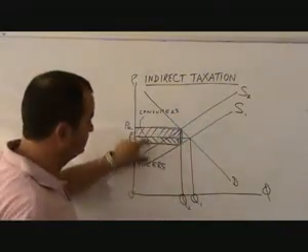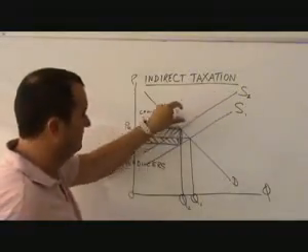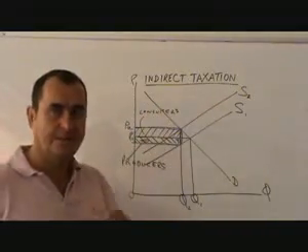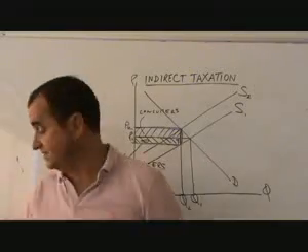Now, that's a specific tax because the shift is parallel. It's the same amount of tax. The vertical distance is the same. Whatever price we're looking at, there's always the same amount of tax. But I want to now show you ad valorem taxes.